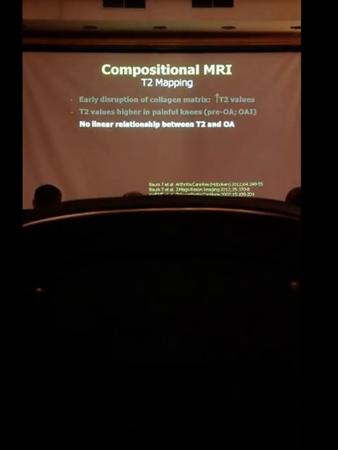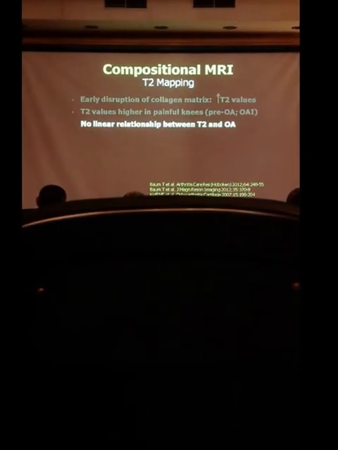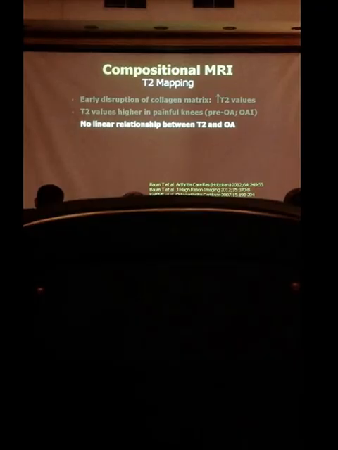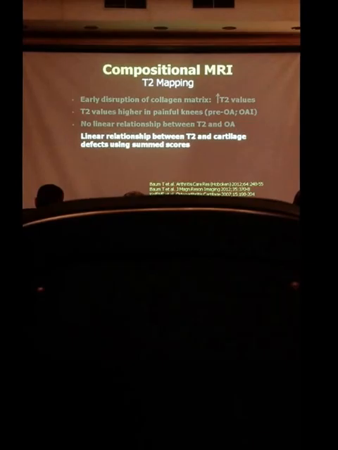So just some information for you to know. T2 values are higher in painful knees compared to knees without pain. No strong evidence about that. These are very preliminary studies showing that. But what we know is that there is no linear relationship whatsoever between T2 values and development of OA. So we see this very early degeneration within the cartilage. This is not leading to OA so far. We don't know. It might, but we need more studies to do that. There was a linear relationship between these T2 values and cartilage defects, but there were some issues in that paper.